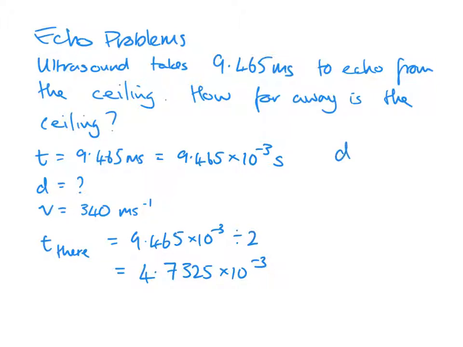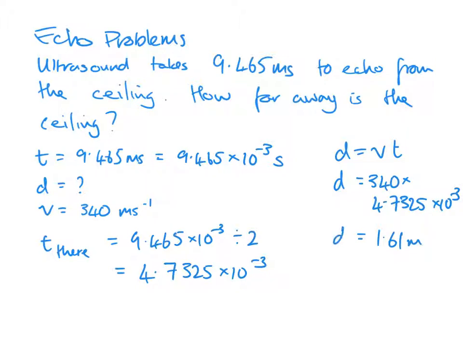Now we can solve the problem. The equation is d equals vt. D is what we're working out. Our v is 340, and the time that we use is 4.7325 times 10 to the minus 3. Put all that into a calculator, and it gives us 1.61 meters if we're rounding off to 3 significant figures.